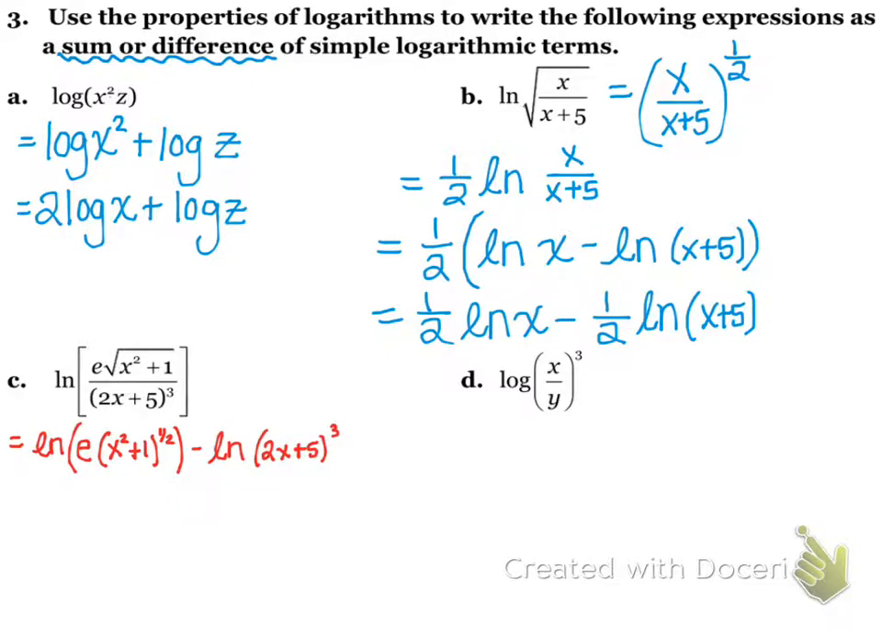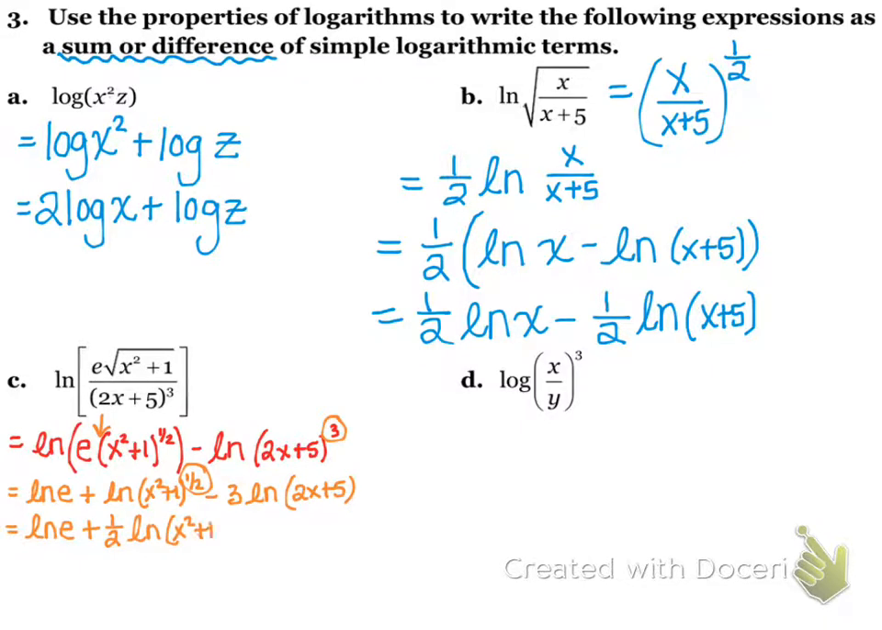So the next thing that I see that we need to separate is this product property right here. So we're going to have ln of E plus ln of x squared plus 1 to the 1/2 minus, now this 3 can come down, and then we actually also need to bring this 1/2 down. And if you can do multiple steps in one, like we could have brought the 1/2 down in the last step, that's fine with me. Just make sure you take it step by step if you need to.